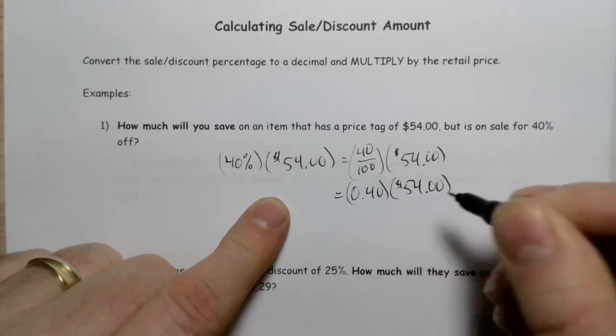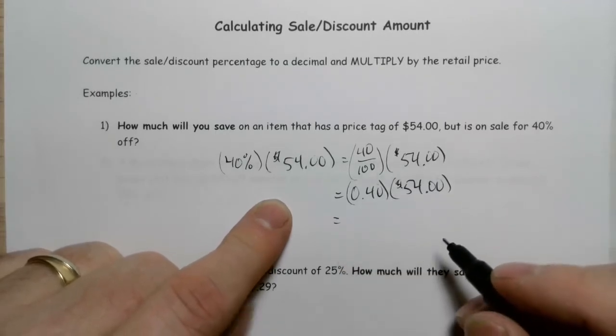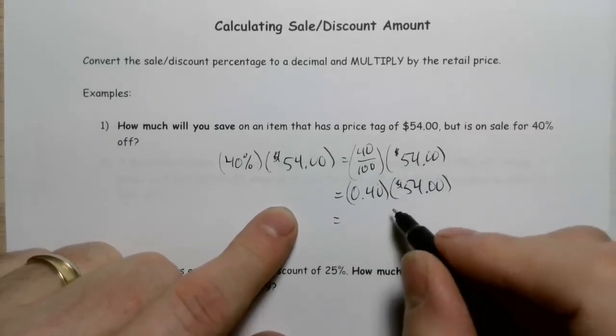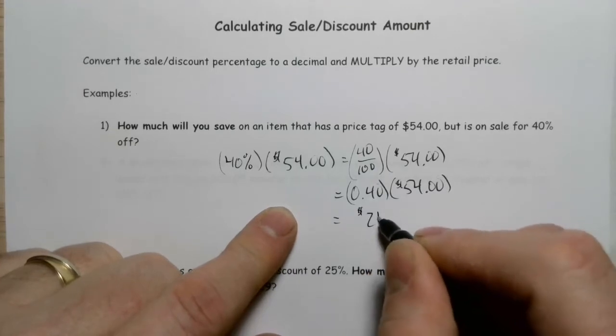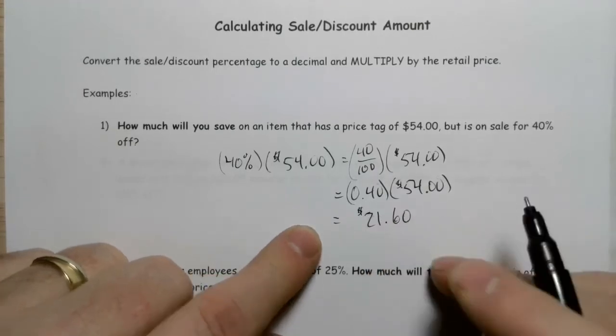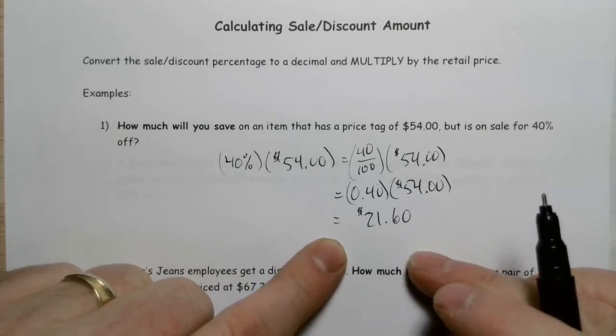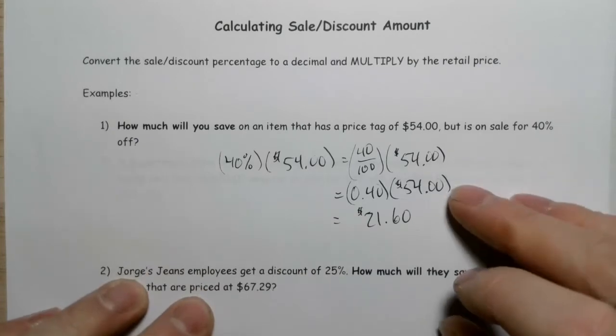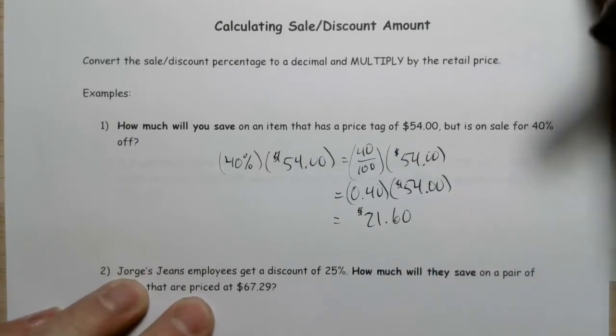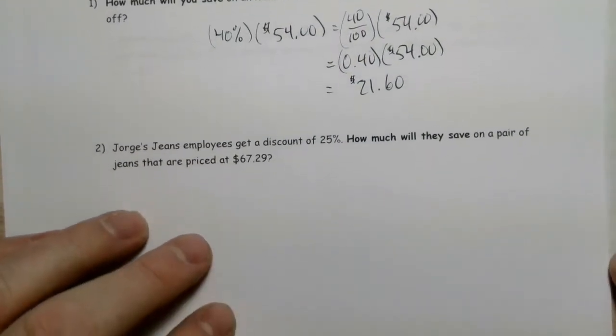And now maybe you have to use your calculator, which is not a bad idea here. That's okay. And 40% of $54 is going to be $21.60. So this is how much you would save. You don't need to spend that $21.60 when you buy this because they took 40% off. Let's take a look at the next question.